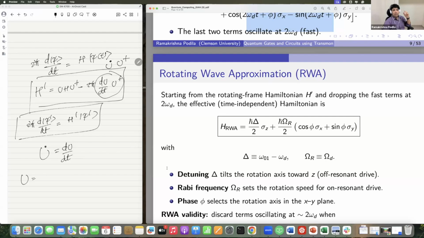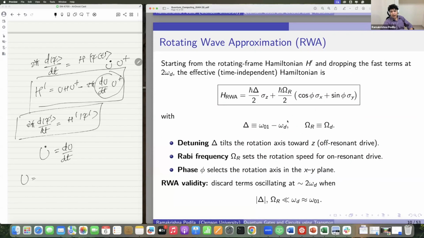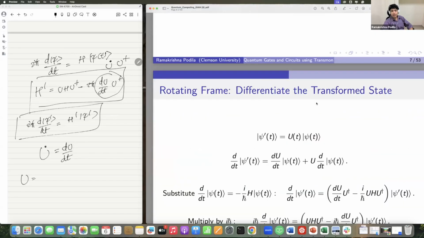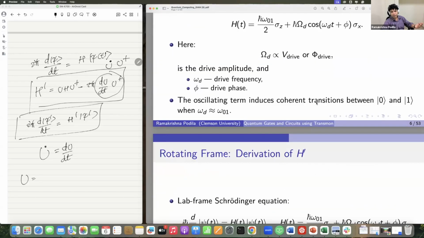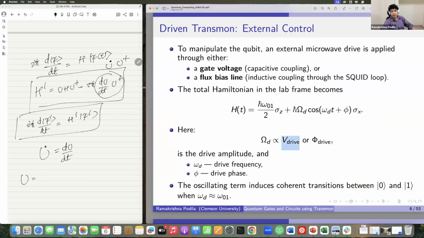Okay. So we can then rewrite the Hamiltonian like this. And so this omega r, which is related to the drive frequency, if you recall, is related to the voltage or the flux, whatever we are using. If we are using just a normal Josephson junction, we can use a gate voltage. If you're using a SQUID, you can drive it with a magnetic flux.